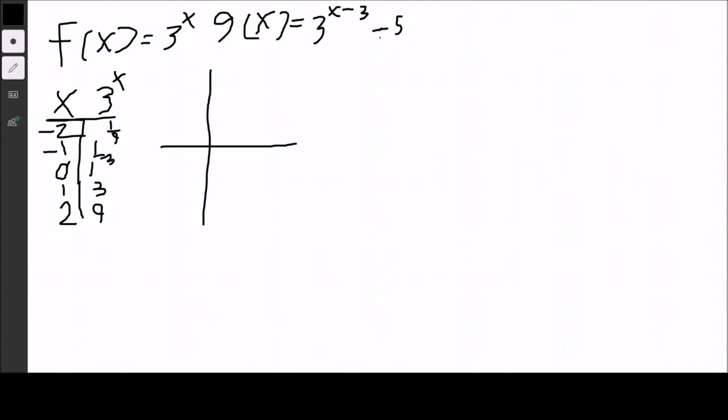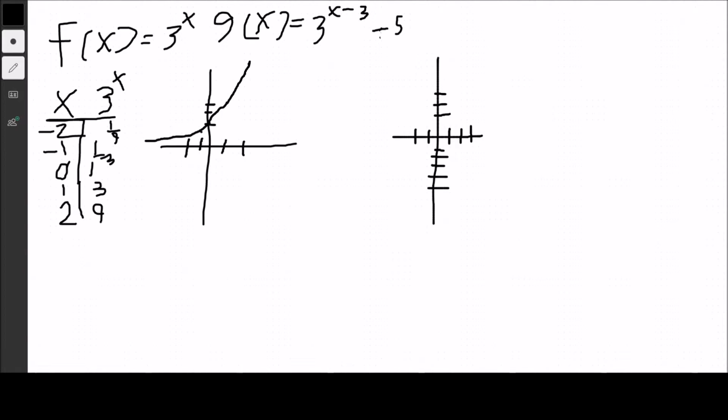Now that you have the outputs, you are going to plot them on the graph. Starting at -2, you're going to go up 1/9. At -1, you're going to go up 1/3. At 0, you're going to be at 1. At 1, you're going to be at 3. And then finally, at 2, you're going to be up at 9. Making the curve, make sure not to touch the x-axis as it is an asymptote, so it comes near but never touches.